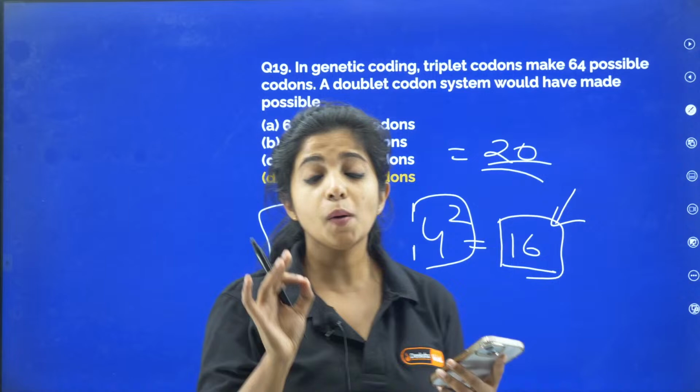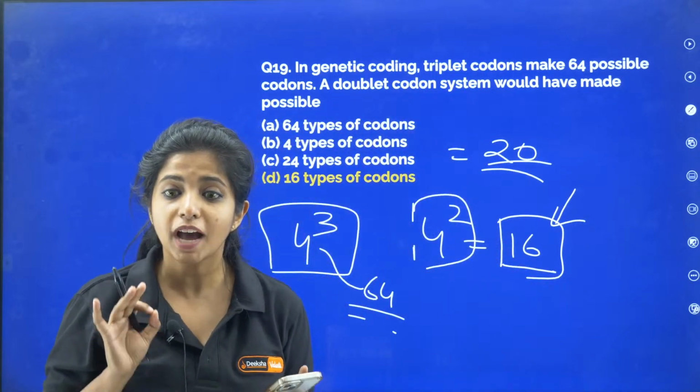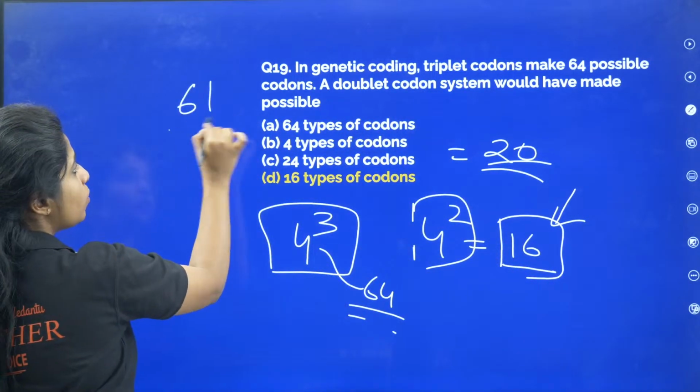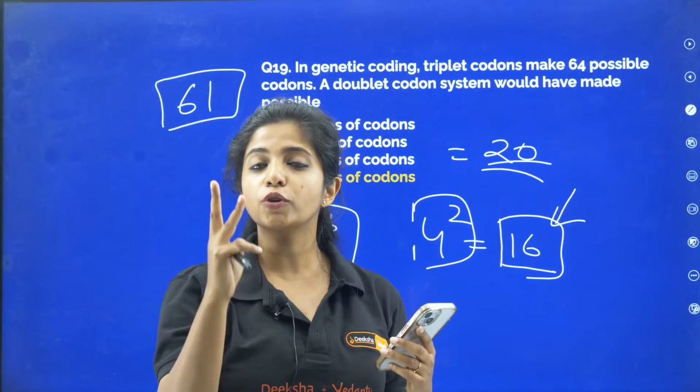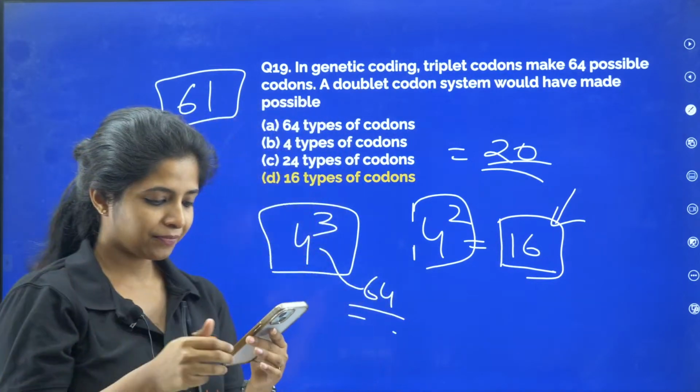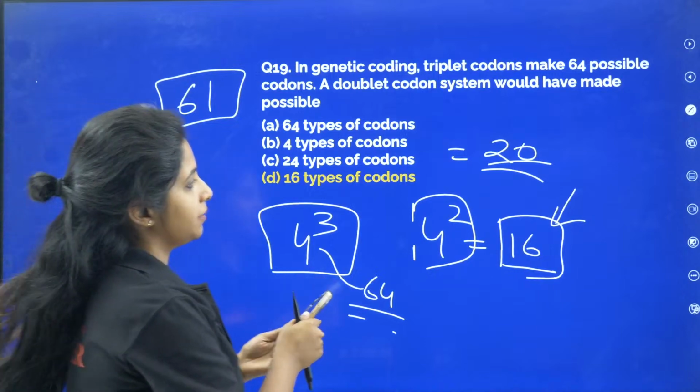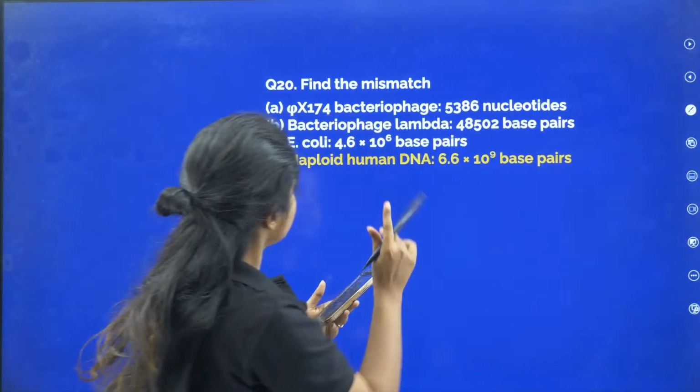Now out of this, how many of them are effective ones? Can you tell me how many of them are effective ones? Only 61 of them are going to effectively code for amino acids. 3 of them are going to be stop codons. Works? Chalo. Next thing. Find the mismatch.